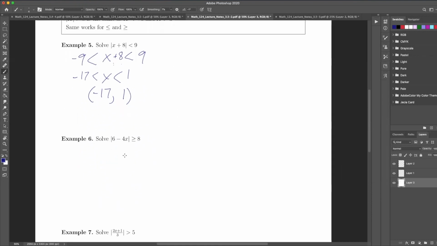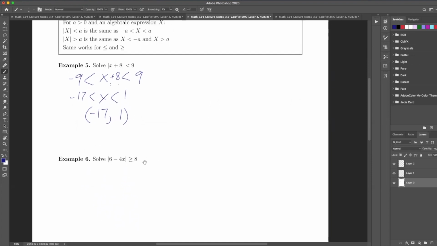All right, so here we're going to do the other one. So here we have greater than or equal to some number, right? So that means 6 minus 4x is less than or equal to minus 8. Oh, I forgot the minus. Less than or equal to minus 8, right? So here I have the minus 8. So from here, right? And then or actually and in math, or and are the same.